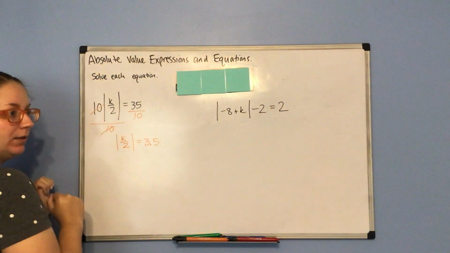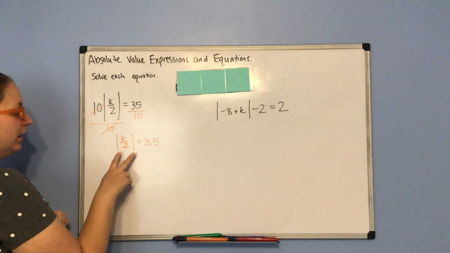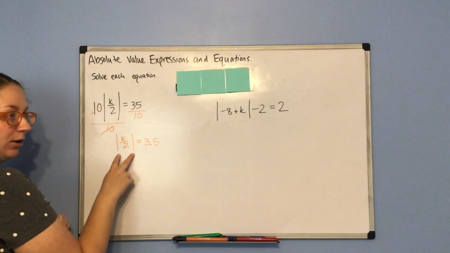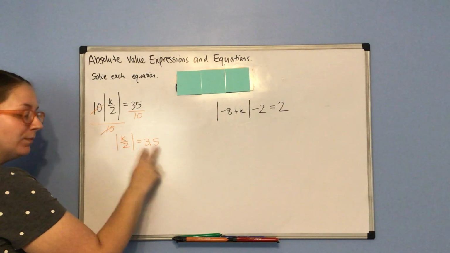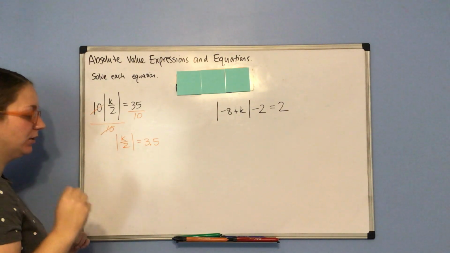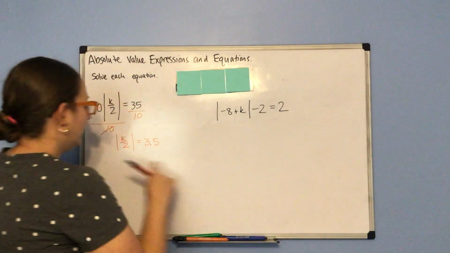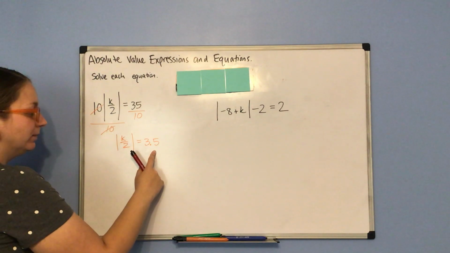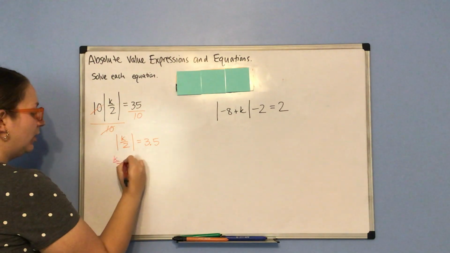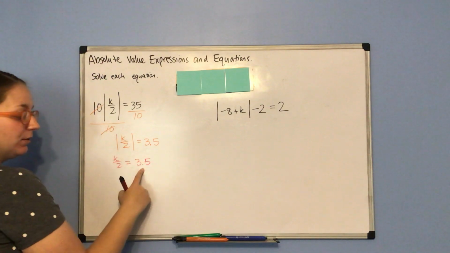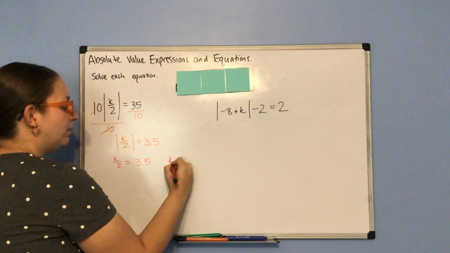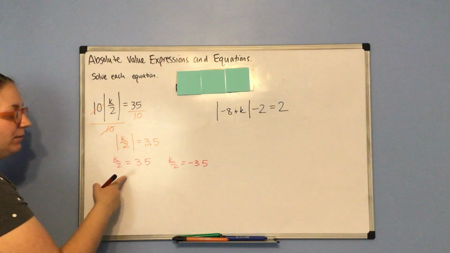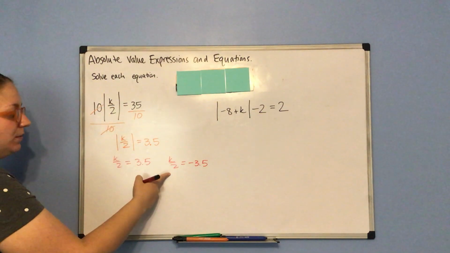Okay, so we got rid of our stuff outside the absolute value bars. The next step is, once I have absolute value stuff all by itself on one side, number on the other, I need to set this up into two equations. Whatever k divided by 2 is, it is 3.5 away from 0 on the number line. It can be 3.5 away from 0 in the positive direction, or it can be 3.5 away from 0 in the negative direction. So your next step for these is to split this into two equations.